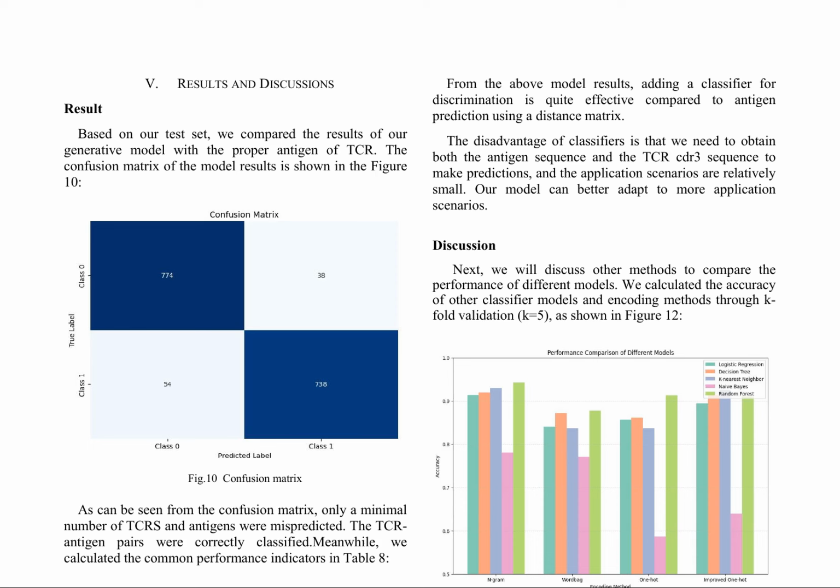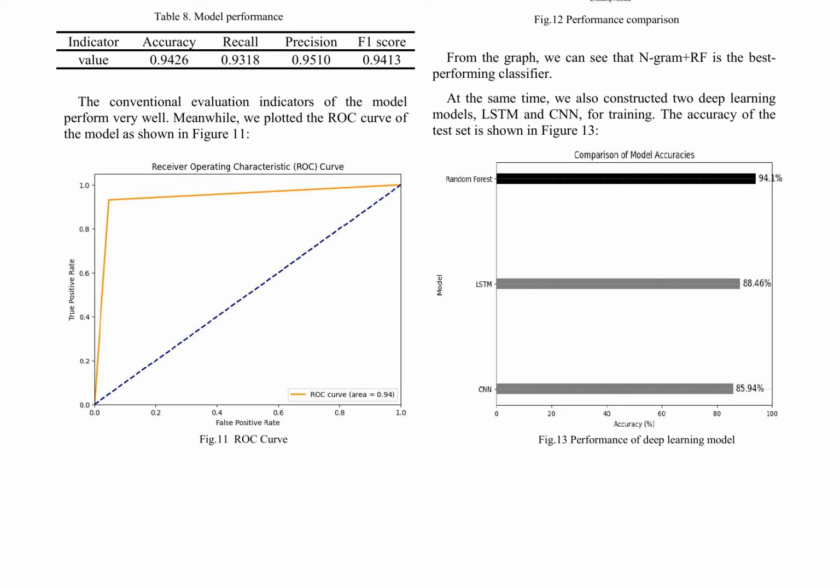The authors discuss the limitations of classifiers, which require both the antigen sequence and the TCR-CDR3 sequence to make predictions, and their application scenarios are relatively small. In contrast, the proposed model can better adapt to more application scenarios. To compare the performance of different models, the authors calculated the accuracy of other classifier models and encoding methods through k-fold validation, k equals 5, as shown in Figure 12. From the graph, it is evident that n-gram plus RF is the best performing classifier.